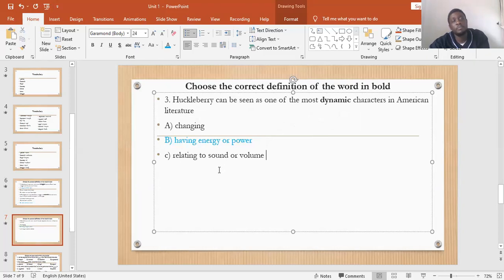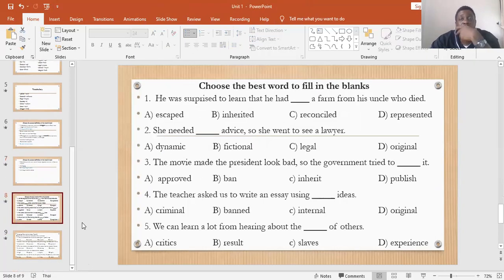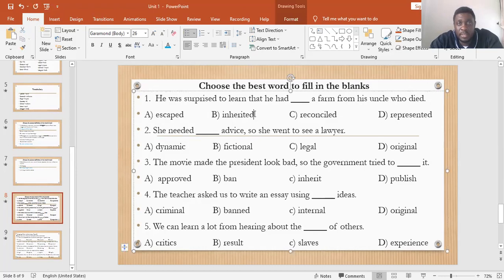B. Okay, we'll go to the next section. Choose the best word to fill in the blanks. Number one: he was surprised to learn that he had a farm from his uncle who died. He was surprised to learn that he inherited. B, inherited.